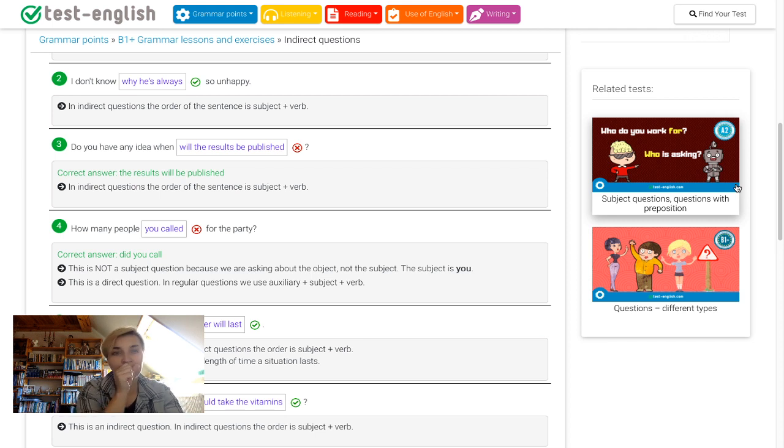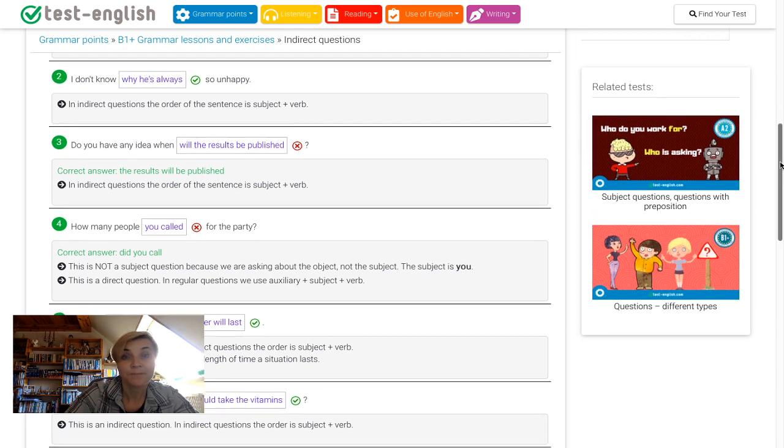Now let's have a look at number 3. Number 3 was incorrect. Why? Because this was an indirect question. And in indirect questions, after the question word, so after when, we should have the subject, right? So the results, and then the verb will be published.